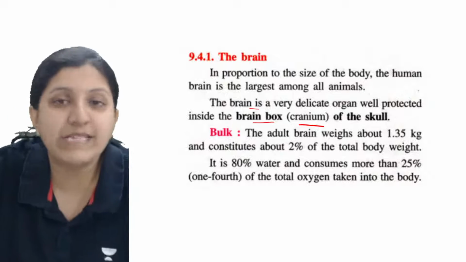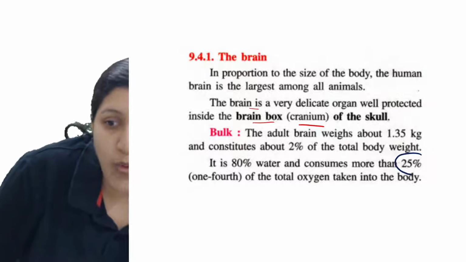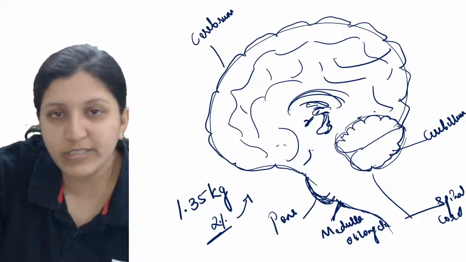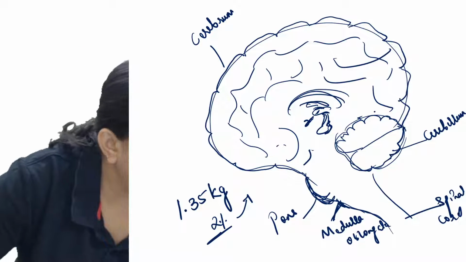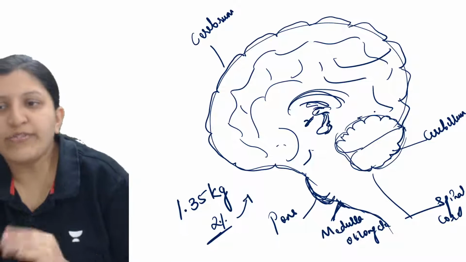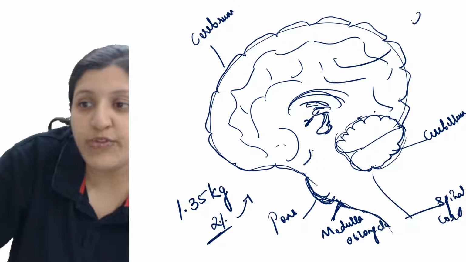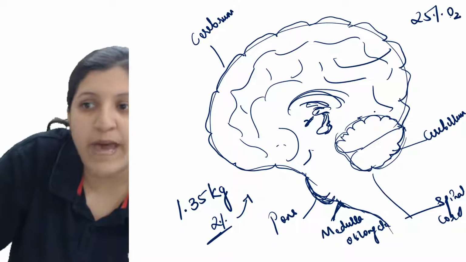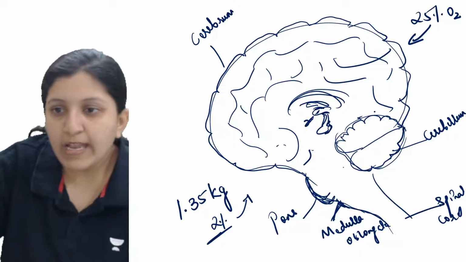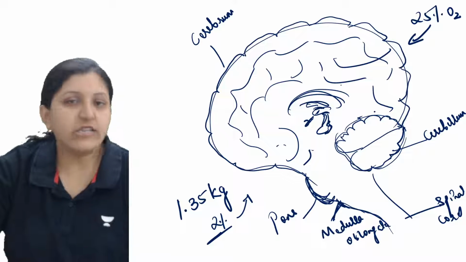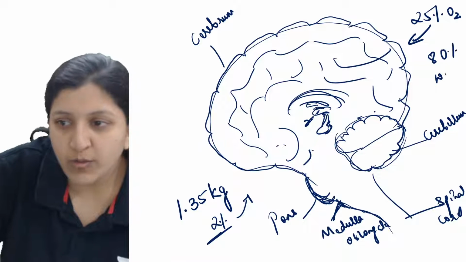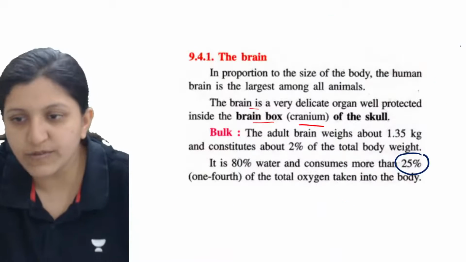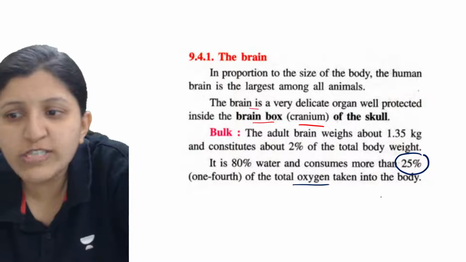So you can find a maximum amount of water, and the brain consumes more than 25% of the total oxygen. Let's say 100% oxygen consumption is occurring by your whole body. In that, 25% of the oxygen requirement is for the brain. And say the total percentage is 100%, then 80% of the brain is basically water alone. The total oxygen of the body, 25% is taken there.